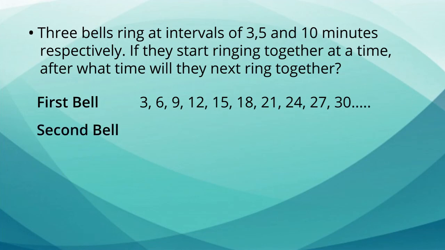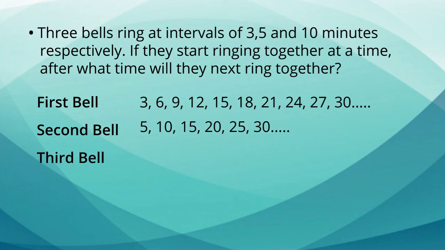Now the other bell will ring at 5 minutes. The second time it will ring at 10 minutes, then 15 minutes, then 20 minutes, then 25 minutes, and then 30 minutes. And the third bell rings at an interval of 10 minutes. That means the first time it will ring at 10 minutes, then 20 minutes, and then 30 minutes. Now we can see that at 30 minutes all three bells will ring together the next time.